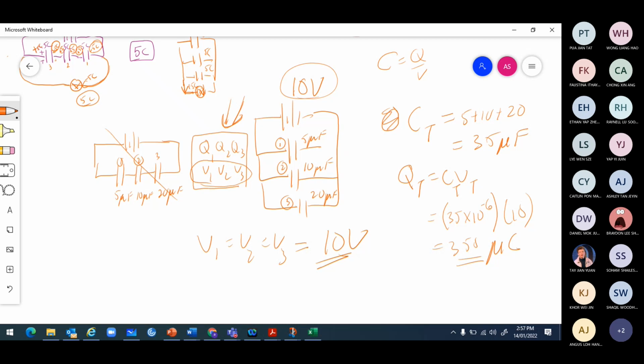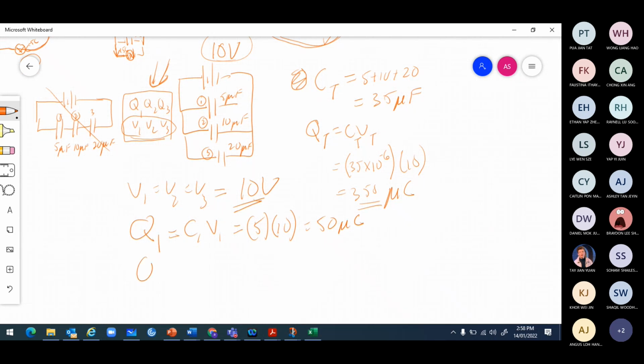So what is the charge at Q1? What is the charge stored at Q1? The charge stored at Q1 is C1 V1. You can always go for C equals Q over V. So Q1 is C1 V1. C1 is 5 microfarad, and V1 is the same as the main voltage, 10. So it's 50 microcoulomb. The charge stored in one is 50 microcoulomb.